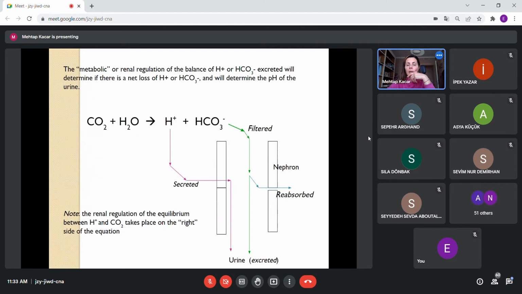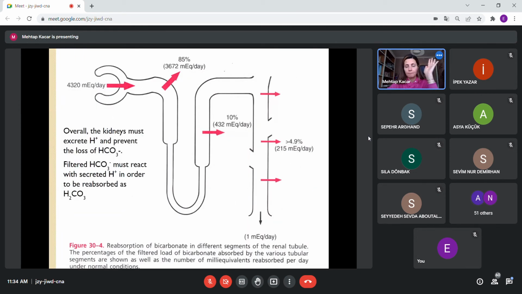Okay, you can see a reaction in kidneys. Carbon dioxide and water give carbonic acid. Okay, but carbonic acid dissociates into hydrogen ion and bicarbonate ion. We secrete this hydrogen ion and we reabsorb bicarbonate ion, as a summary. Okay, it's enough for you.